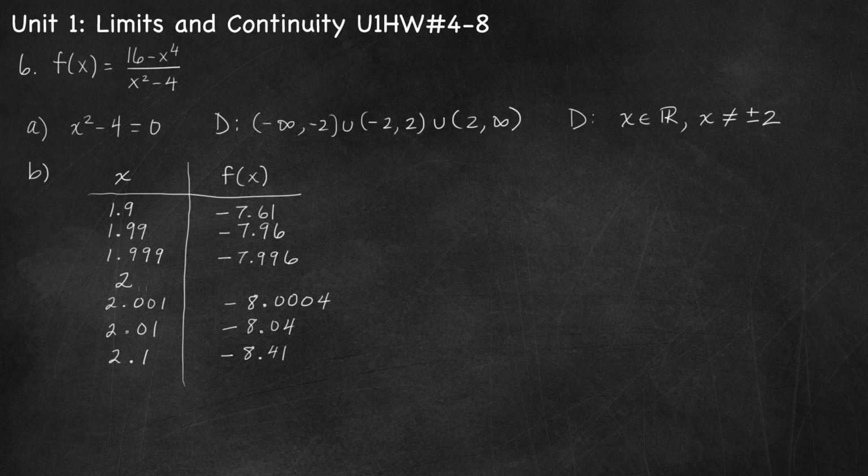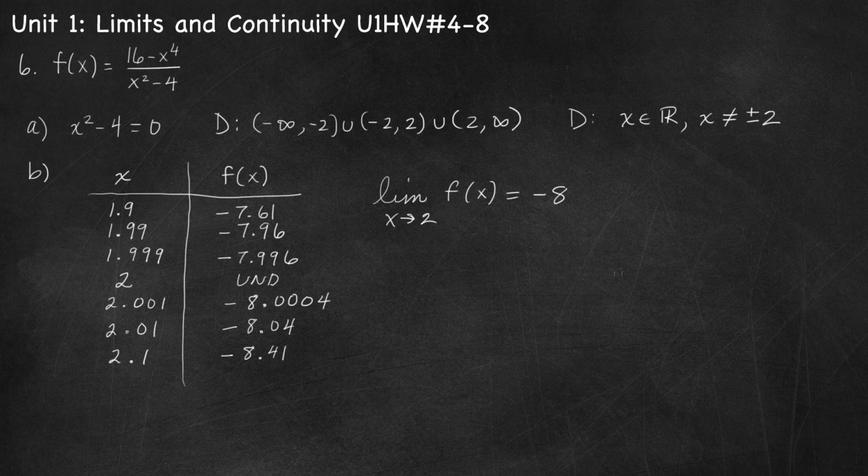If we go back to our function and we substitute 2 in for x, we see that the function is actually undefined when x is equal to 2. But numerically, we see that we are approaching a function value of negative 8. So we would say the limit as x approaches 2 of our function f of x is equal to negative 8.